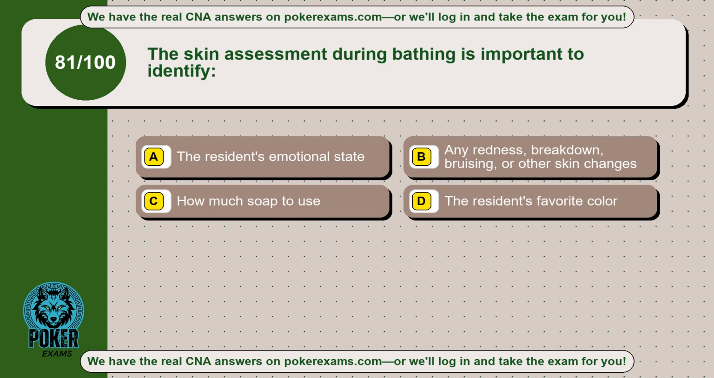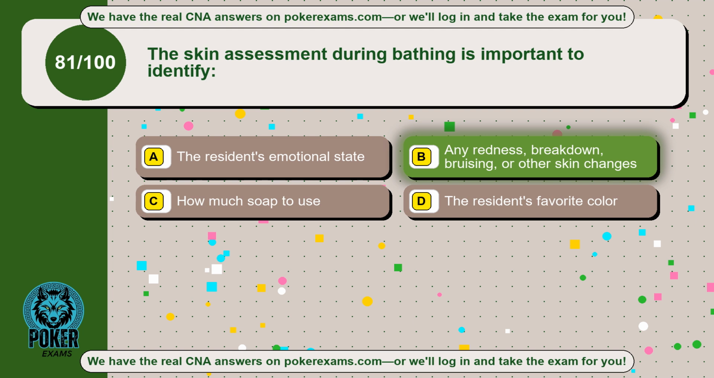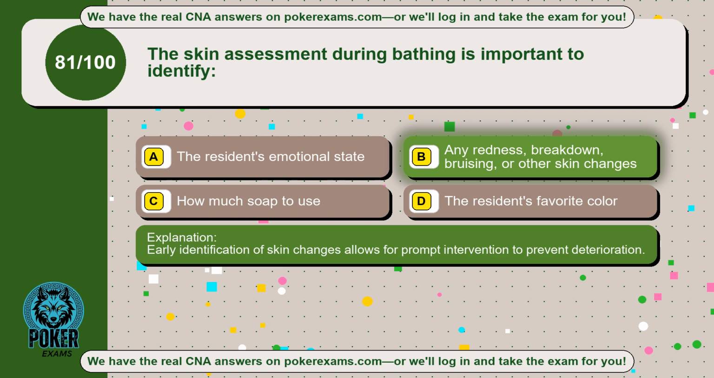Question 81. The skin assessment during bathing is important to identify. Option A, the resident's emotional state. Option B, any redness, breakdown, bruising, or other skin changes. Option C, how much soap to use. Option D, the resident's favorite color. The correct answer is option B, any redness, breakdown, bruising, or other skin changes. Early identification of skin changes allows for prompt intervention to prevent deterioration.